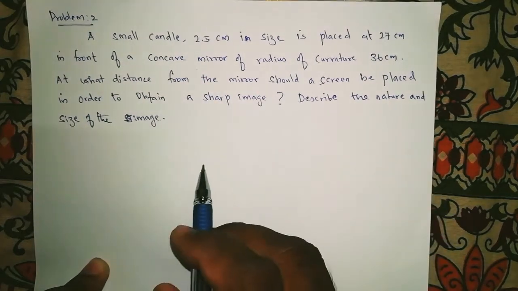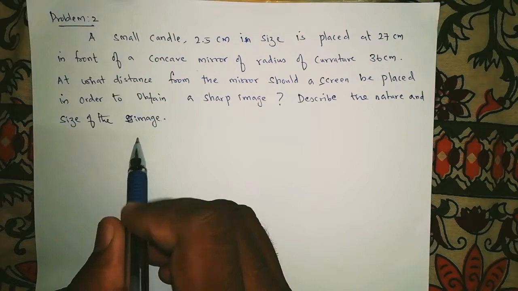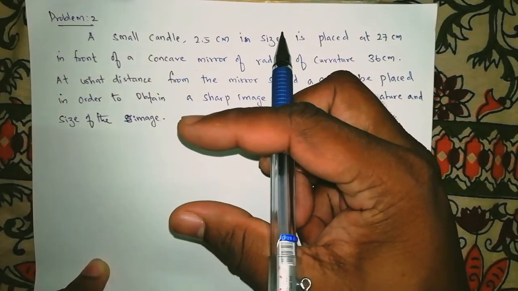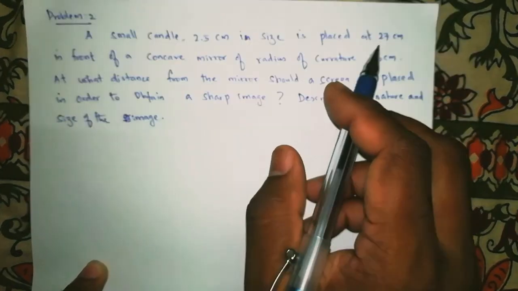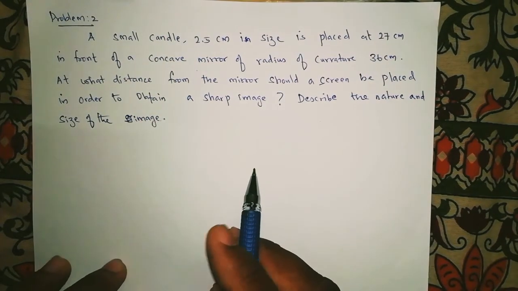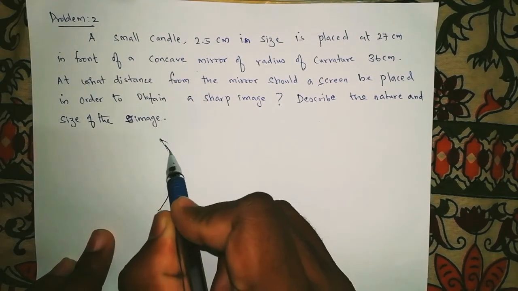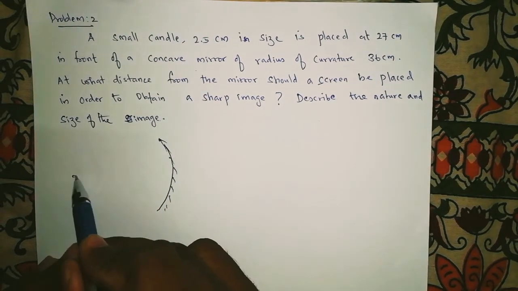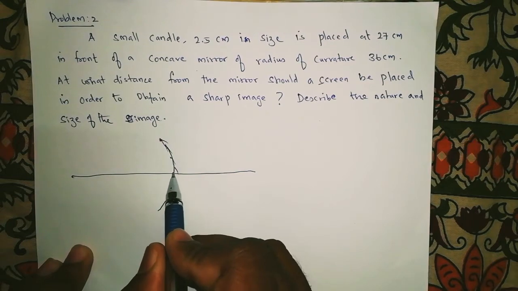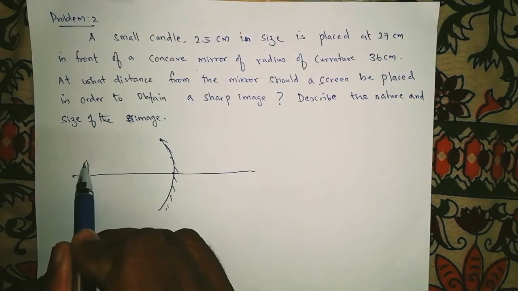Okay, let's understand even more. A small candle, 2.5 centimeter. The size of the candle is 2.5 centimeter, placed at 27 centimeter in front of a concave mirror. So let's draw a concave mirror. The concave mirror is somewhat like this. This is the pole. This is the image.